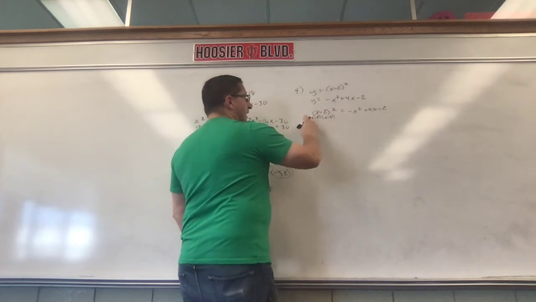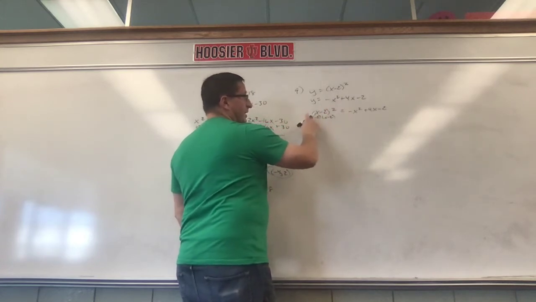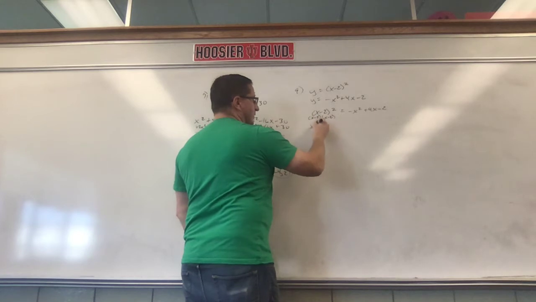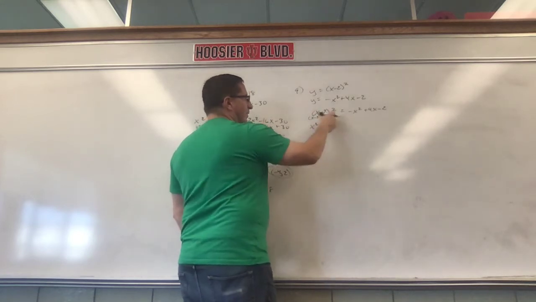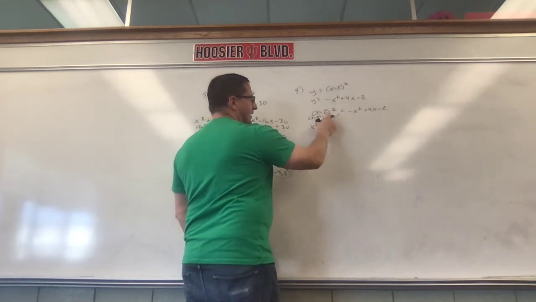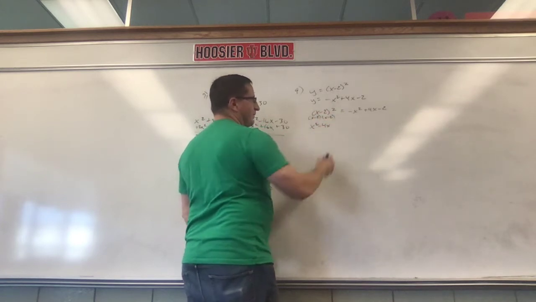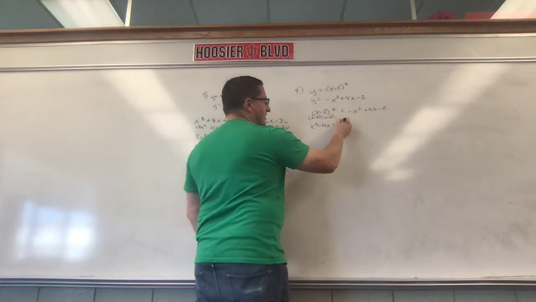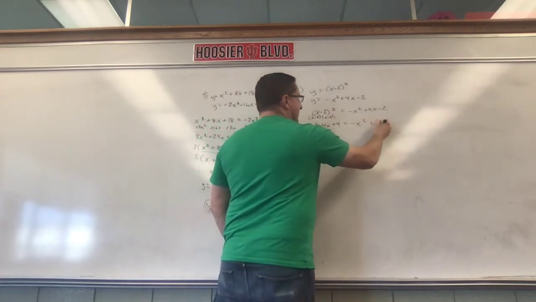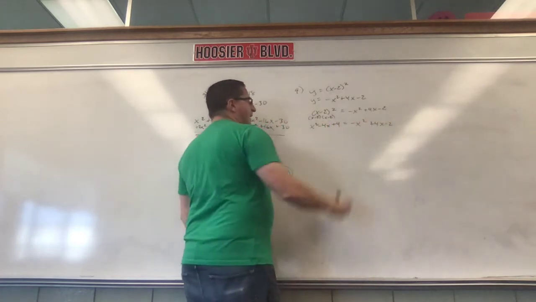I'm going to FOIL this thing out. When you square something, you times it by itself. We FOIL this out. X times x is x squared. I'm going to skip a step here. My outers are negative 2 times x, and my inners are also negative 2 times x, and negative 2x and negative 2x is negative 4x. Negative 2 times negative 2 is a positive 4.